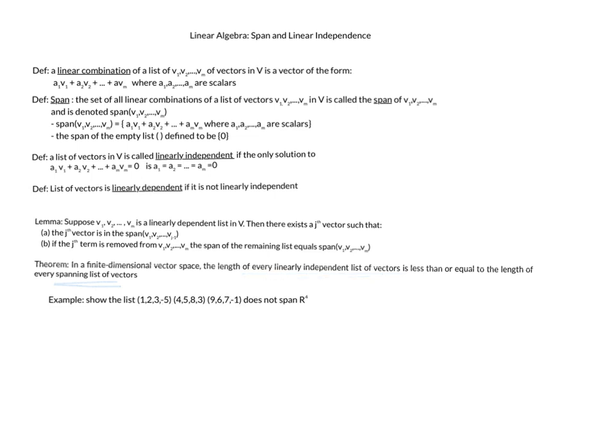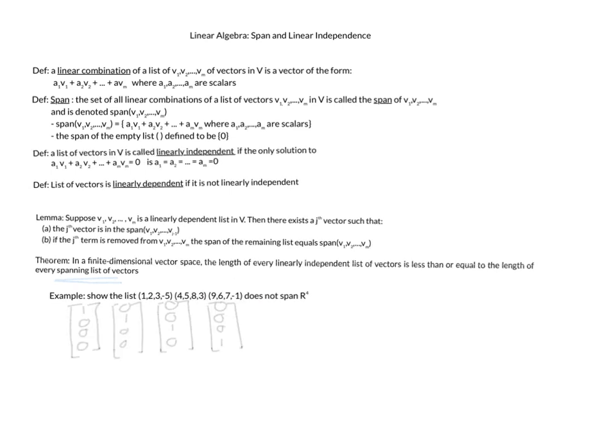So here we have another example, and I think this is our last example for this video. Show the list (1, 2, 3, -5), (4, 5, 8, 3), and (9, 6, 7, -1) does not span R4. So we have 3 vectors, and we're hoping to span R4. Just to remind you, we have our canonical bases, our 4 vectors that span R4. I know we haven't talked about bases yet, but just in case you're reviewing. Since there's 4 of them, you kind of expect you need at least 4. But we're going to use these 4 in our theorem.